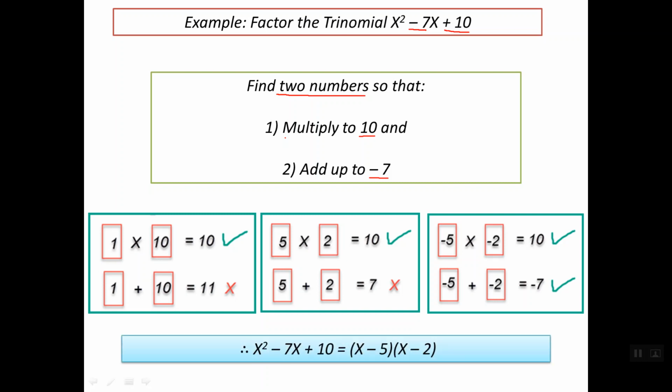So now we can simply factor the x squared minus 7x plus 10 is equal to x minus 5, the first factor, multiplied by the second factor x minus 2. Minus 5 in the first factor is the first number, and minus 2 in the second factor is the second number.